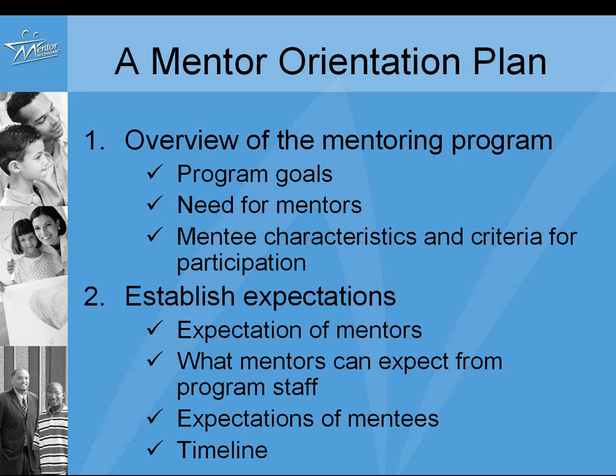Moving on to the mentor orientation plan. Remember, it's important that this is a separate and distinct orientation from what you do with the mentees and the parents or guardians.